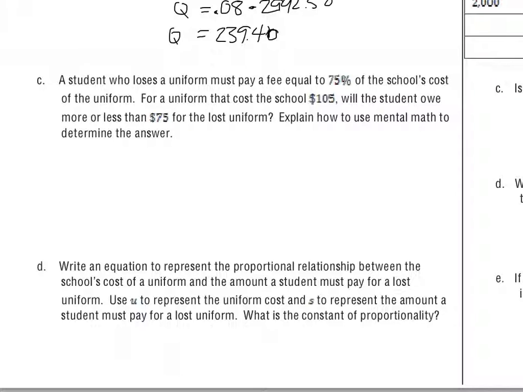Alright, a student who loses a uniform must pay a fee equal to 75% of the school's cost for the uniform. For a uniform that costs the school $105, which is what we found out all the uniforms cost, will the student owe more or less than $75 for the lost uniform? Explain how to use mental math to determine your answer. So just quickly set this one up in the equation and see if you can't think through a way to do it without actually solving it.